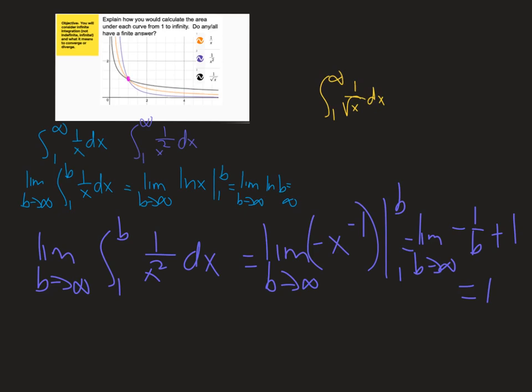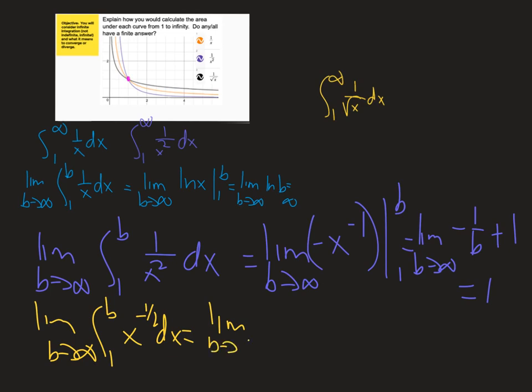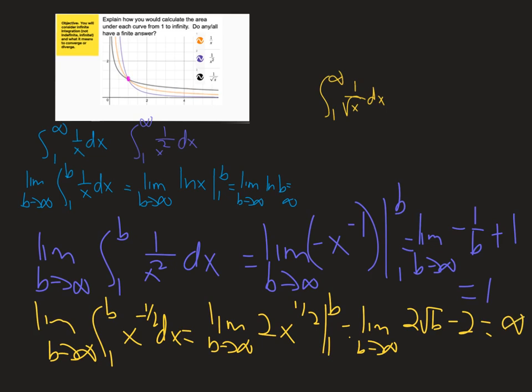All right, let's check that last one. Limit b goes to infinity, 1 to b. I'm going to write that as x to the negative 1/2 dx. The limit as b goes to infinity, that's going to be x to the 1/2. Oh, I got to put a 2 there from 1 to b, which is the limit as b goes to infinity, which is 2 square root b minus 2. Square root of b as b goes to infinity also gets huge. Infinity.